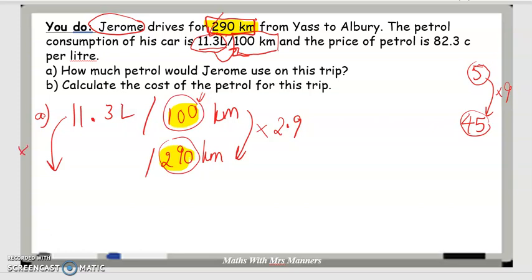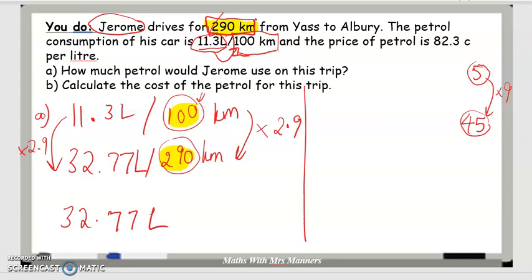And whatever I do to one side, I will do to the other because I'm changing the distance. So clearly I will have consumed more petrol by increasing the distance. And I've now consumed 32.77 litres. So when it says how much petrol did Jerome use, he used 32.77 litres, just to answer the question. Make sure you answer the question.